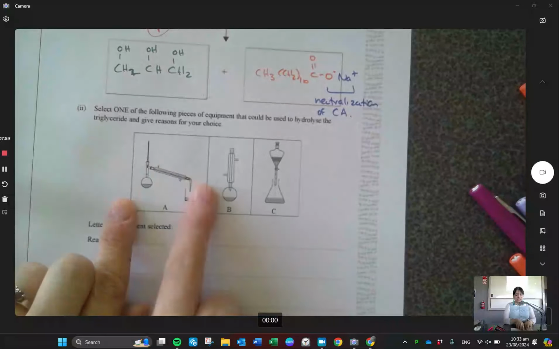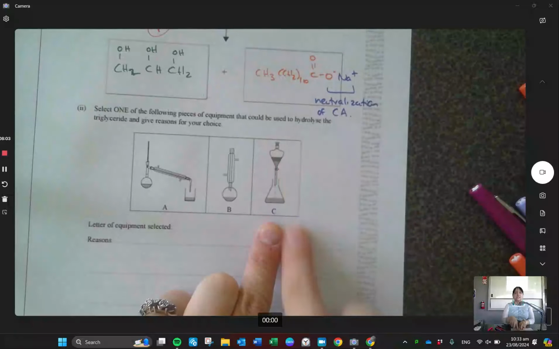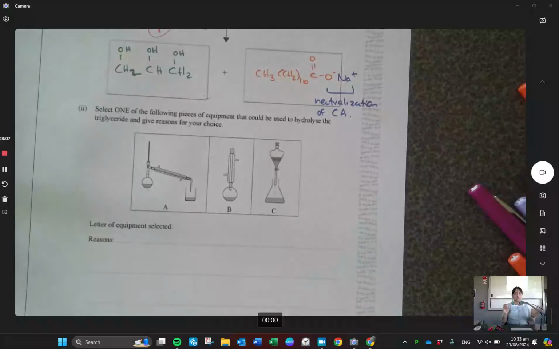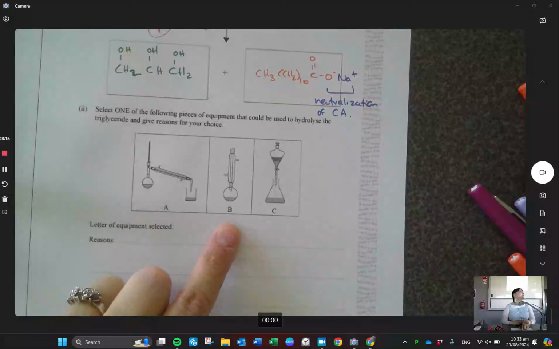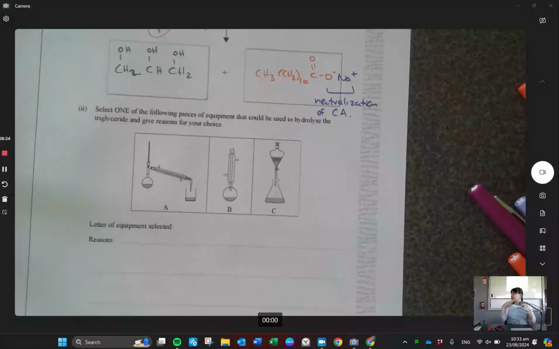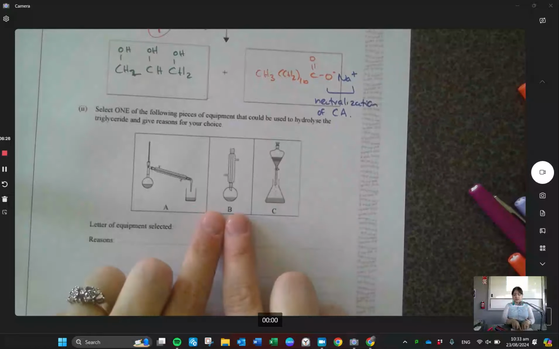So they've given a distillation, they've given a reflux, and they've given a separation technique as well. So which one do you think you would need to do to make the triglyceride hydrolyze? Reflux. Why reflux? Yes. It traps it and ensures 100% reaction. So I don't want to use distillation because there's nothing that I'm trying to purify and get rid of or prevent from reacting. So B is the correct answer.